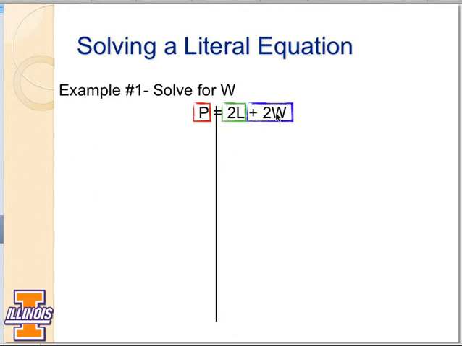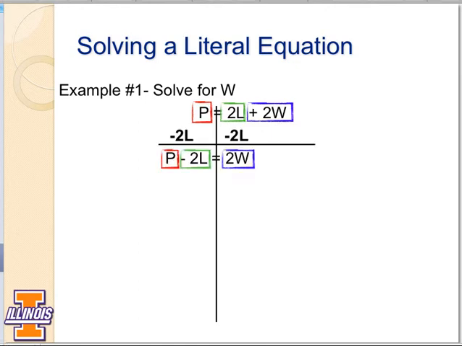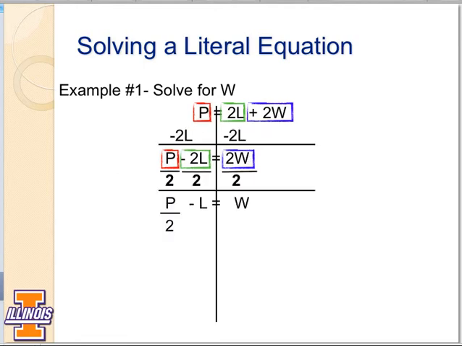So I want to get this blue box, this 2w by itself, so I have to move the green box that has 2l in it. So I take away 2l from both sides, and I'm left with p minus 2l equals 2w. So now my blue box is by itself. Now I've got to worry about getting rid of the 2. Well, the 2 is being multiplied by w, so I do the opposite of that, which is divide. And I don't just divide that by 2, I divide everything by 2.